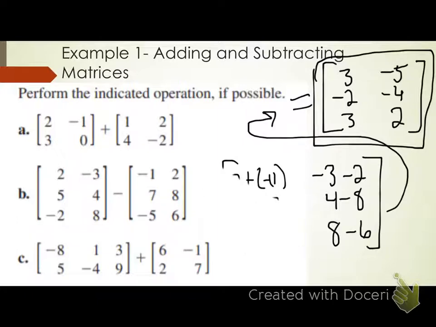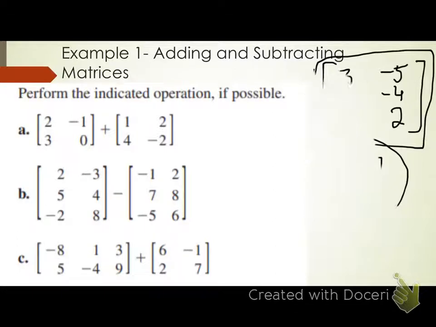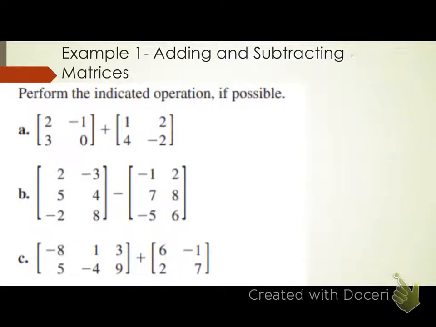Now let's look at letter C. Letter C, I have a 2 by 3 matrix, and I'm adding a 2 by 2 matrix with it. If you remember from that first slide, in order to add or subtract matrices, they have to have the exact same dimensions. So in this case, since these two matrices do not have the same exact dimensions, I can say that the sum is undefined.